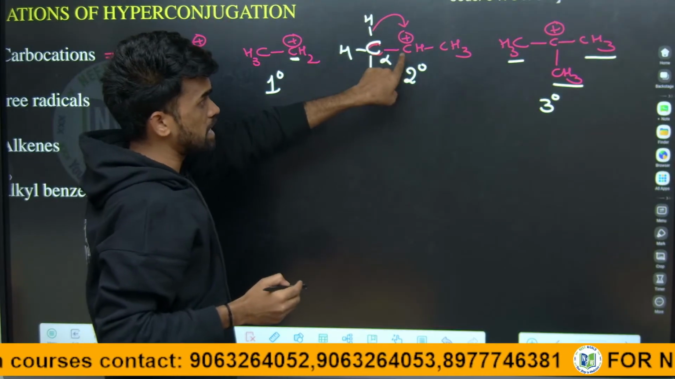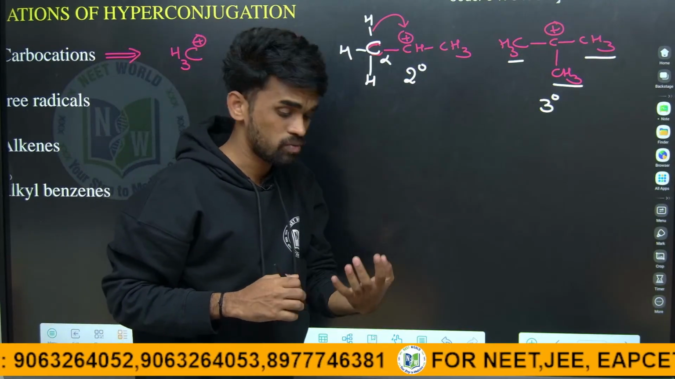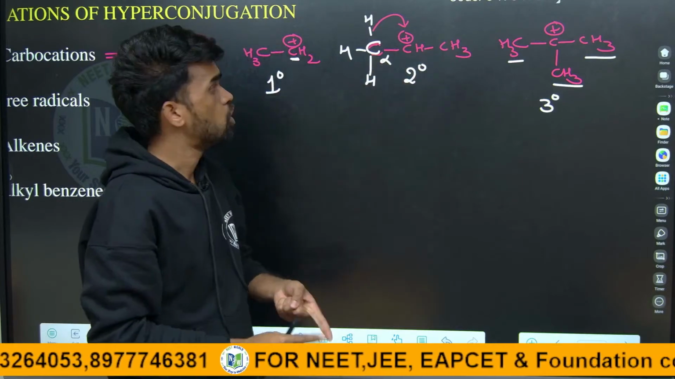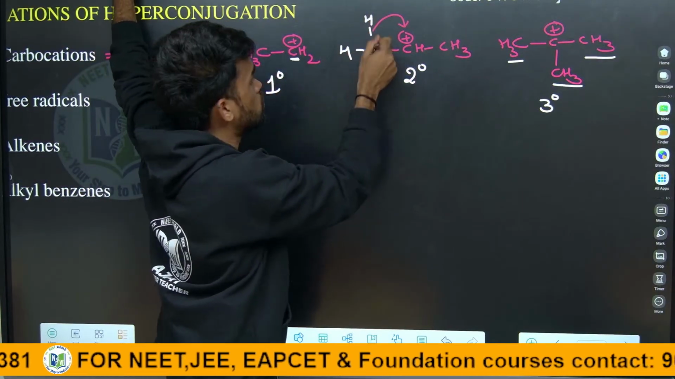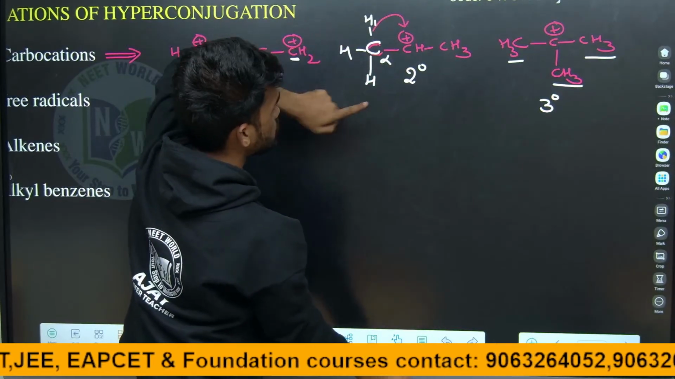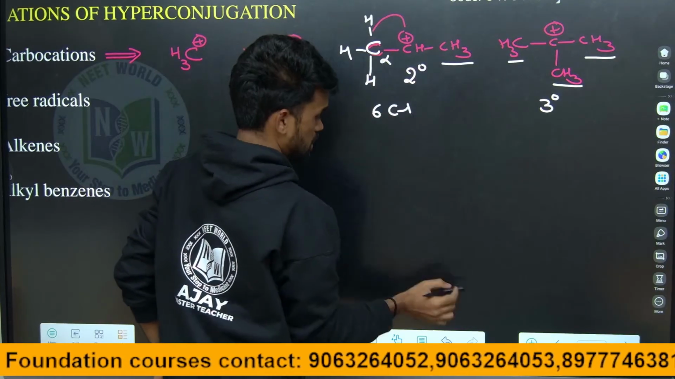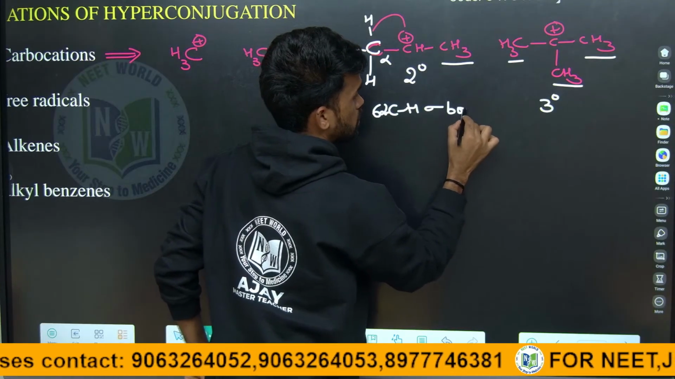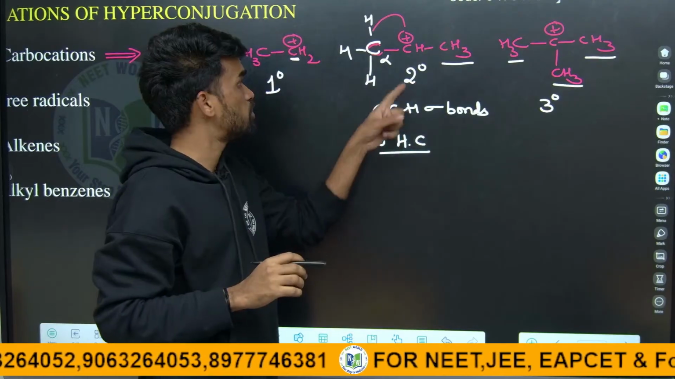So now for this secondary carbocation, how many hyperconjugative structures are possible? What I told you, you just need to identify the number of alpha CH sigma bonds. If this is alpha carbon, the hydrogen will be alpha hydrogen. So we have 1, 2, 3 alpha hydrogens this side. Similarly, we have this side also. So total 6 alpha CH sigma bonds are present. Therefore 6 hyperconjugative structures are possible for this.